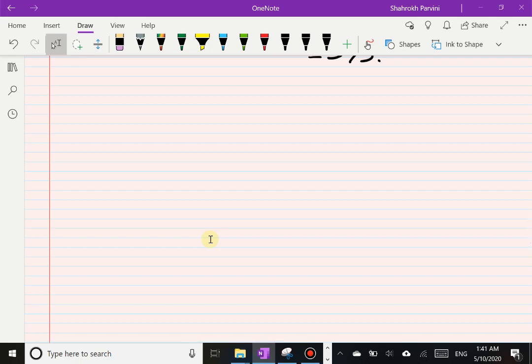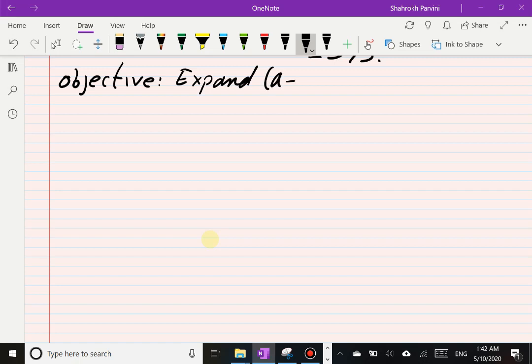Now, here is the objective of what we want to do. Okay, so let me actually write down what we're trying to do here. The objective is to actually expand (a + b)^n. Here's the word binomial in the binomial theorem, a plus b to the n. That's all we want to do. Pretty simple task, huh?